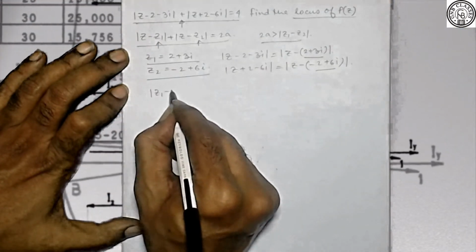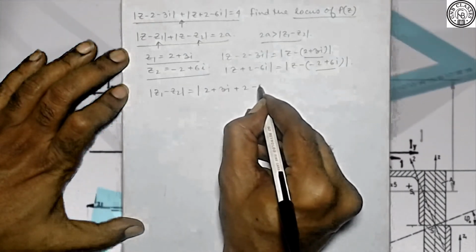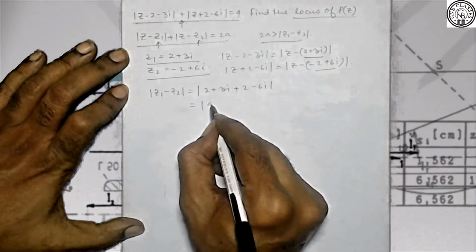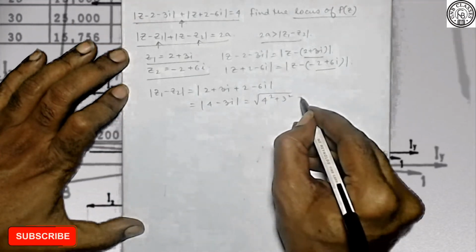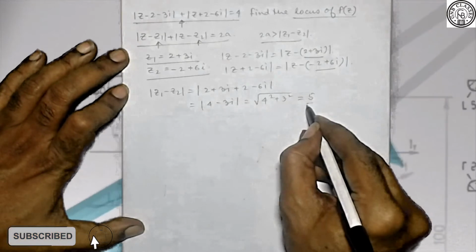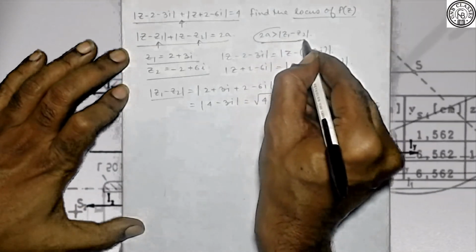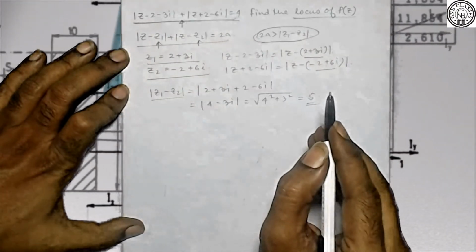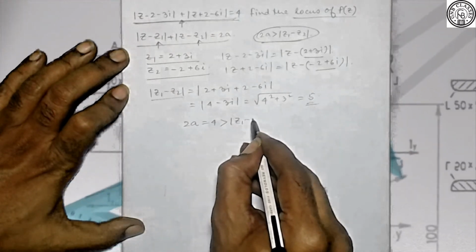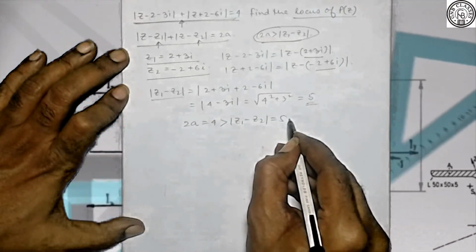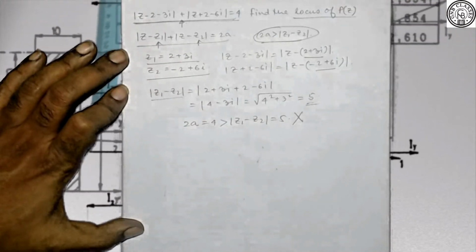Now, what is mod of z1 minus z2? Okay, so this is 5. That is, the distance between the foci is 5. But what was my condition such that this equation will represent an ellipse? 2a, which is here 4, should be greater than mod of z1 minus z2, which is 5 here. But this is not true. So guaranteed, this does not represent an ellipse.